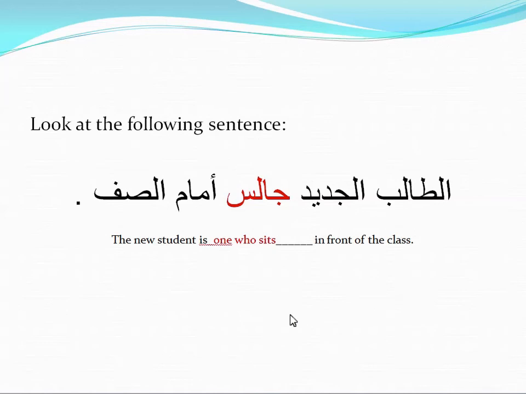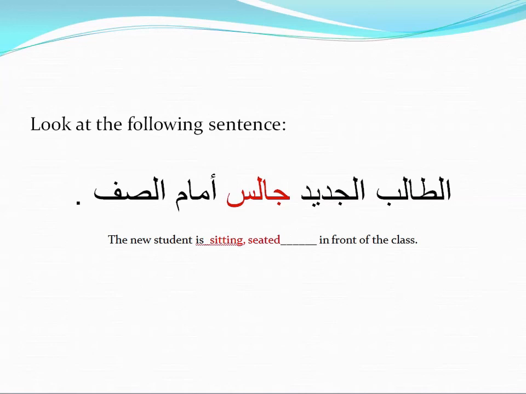Now, again, we're not saying that this is his full-time occupation as a sitter. This is not like referring to a babysitter or something. What we mean to say is at this moment in time, he is sitting in class. Now you're saying, couldn't this be replaced by the verb yejlis? Yes, it could. If you were writing, you could decide to say, hu yejlis amam as-saf, he's sitting in front of the class, or in this case, we might say he's seated in front of the class. It really means the same thing, just realizing that either way it can be done.